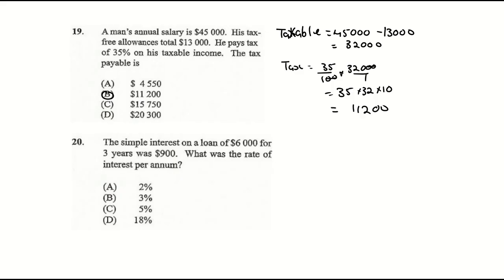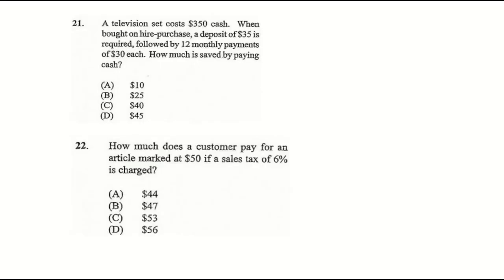The simple interest on a loan of 6,000 for 3 years was 900. What is the rate? Rate is equal to simple interest multiplied by 100 over principal multiplied by time. So rate is equal to 900 multiplied by 100 over 6,000 multiplied by time of 3. Cross this off, cross this off. 3 into 3, 1. 3 into 90 is 30. 6 into 6, 1. 6 into 30 is 5. So the answer for this is 5%.